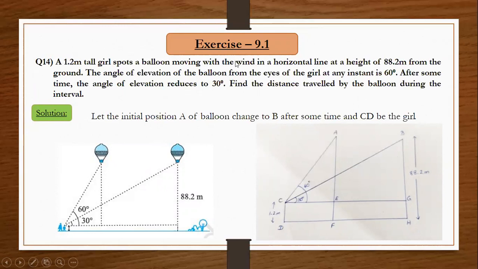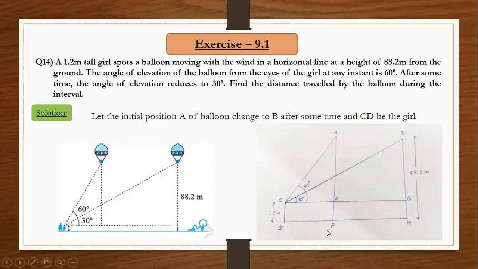Now it's given that the balloon is moving in a horizontal line. So from A to B, they are on the same line. So the height will be 88.2 meters for BH as well as AF. The height from the ground for the balloon will be the same because the balloon is traveling in a horizontal line. It's not moving somewhere that the distance might change. That is a condition given. Now we have to find the distance traveled by the balloon during this interval.